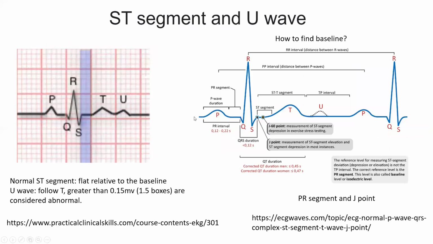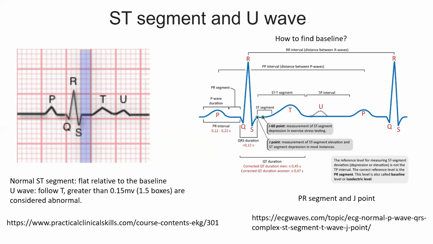So that's the QT interval, and the next is the ST segment and the U wave. I have already mentioned the U wave. If the U wave is longer than 1.5 boxes in duration, it is considered abnormal. And the normal ST segment is flat relative to the baseline.